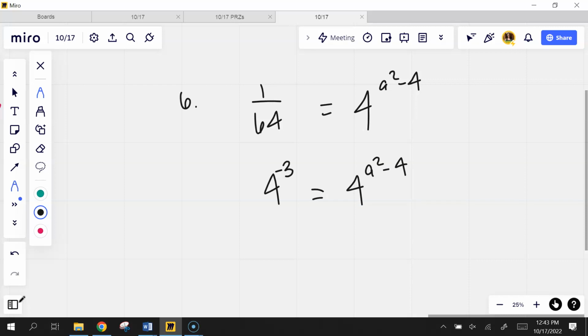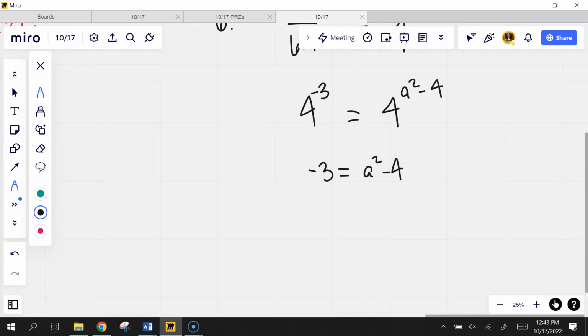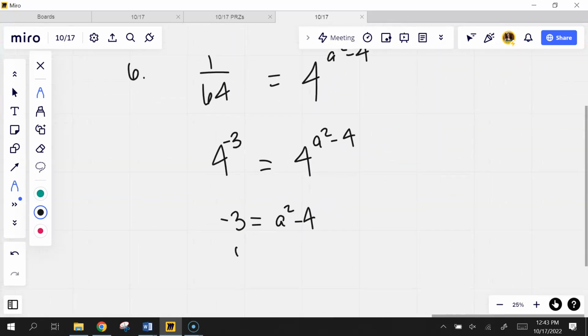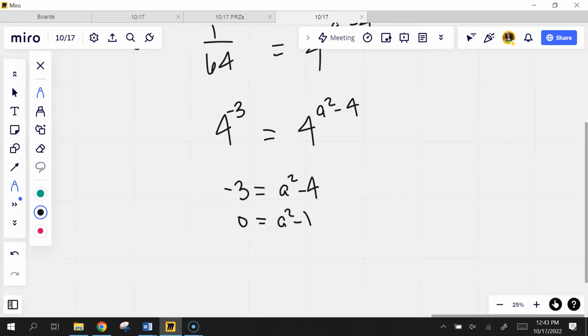Can you solve it now? Negative 3 equals a squared minus 4. What'd you do, Carter? You added. And then you did what? Did you add the 4 or you added the 3? So you got 1 equals a squared.